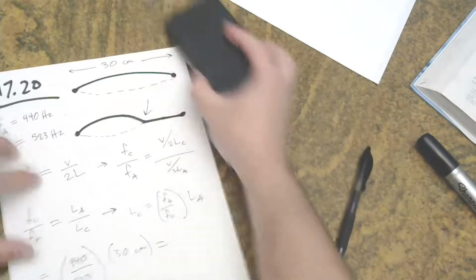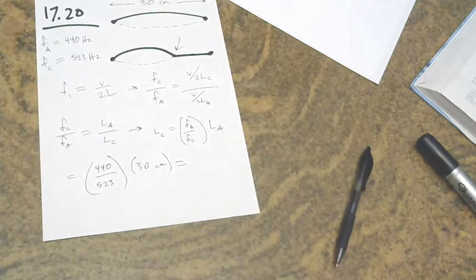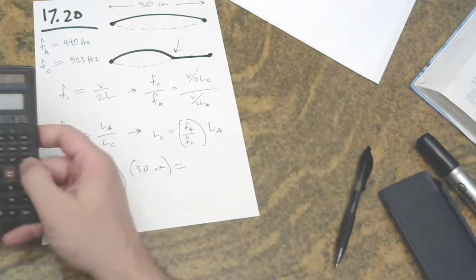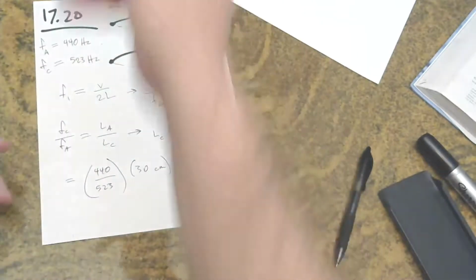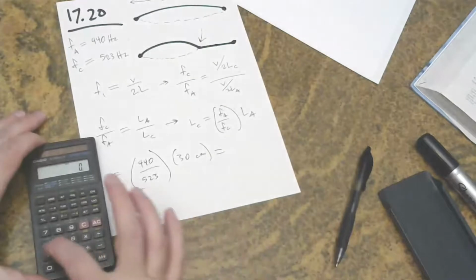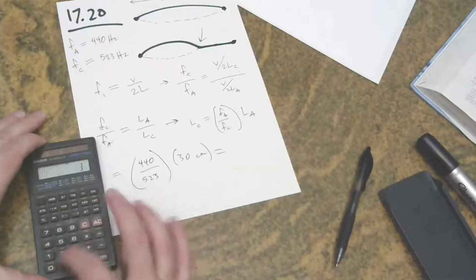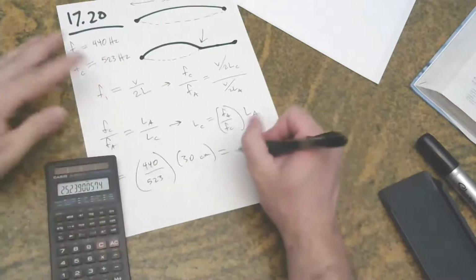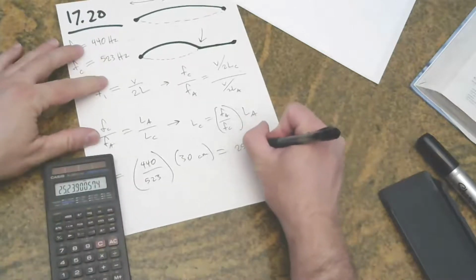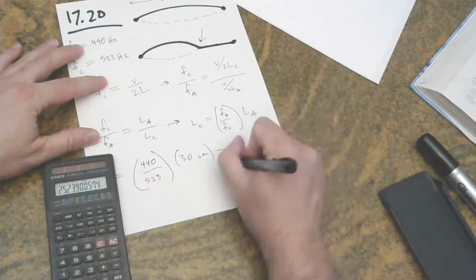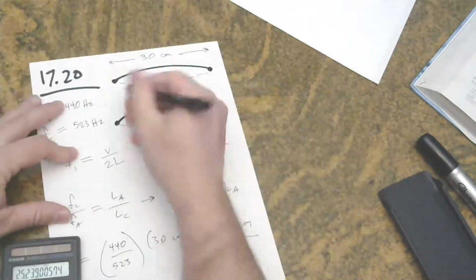Just how long does the string need to be? 440 divided by 523 times 30. 25.2 centimeters. That's this length.